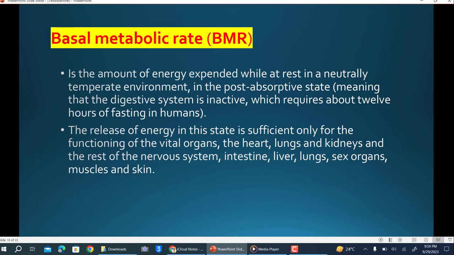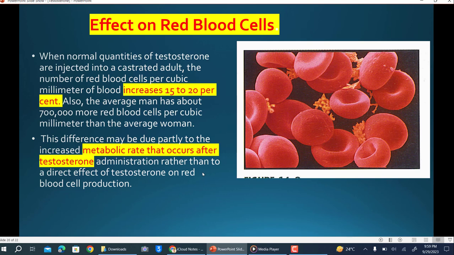Effect on red blood cells. When a normal quantity of testosterone is injected into a castrated adult, the number of red blood cells per cubic millimeter of blood increases 15 to 20%. Also, the average man has about 7 lakh more red blood cells per cubic millimeter than the average woman. This difference may be due partly to the increased metabolic rate that occurs after testosterone administration, rather than to a direct effect of testosterone on red blood cell production.